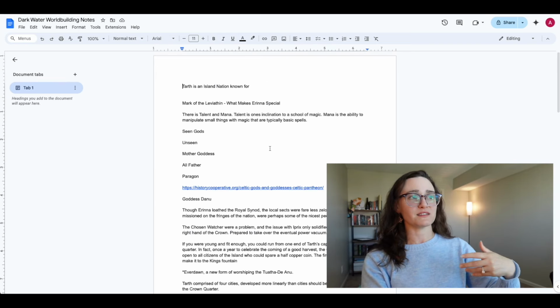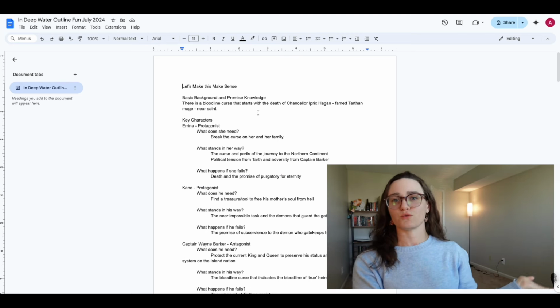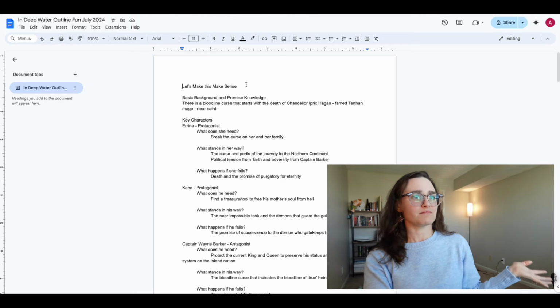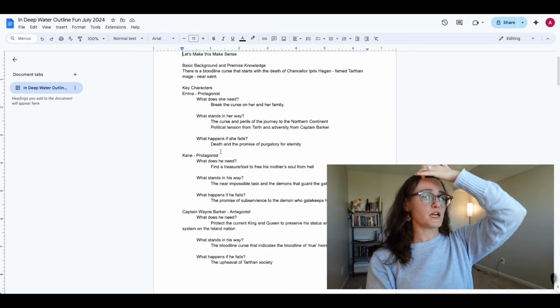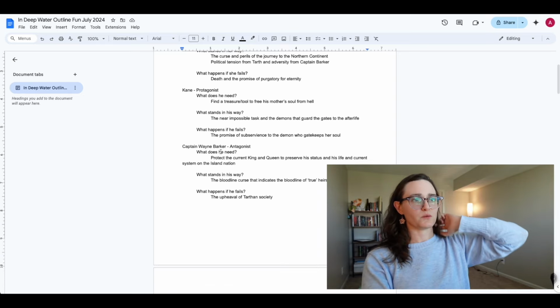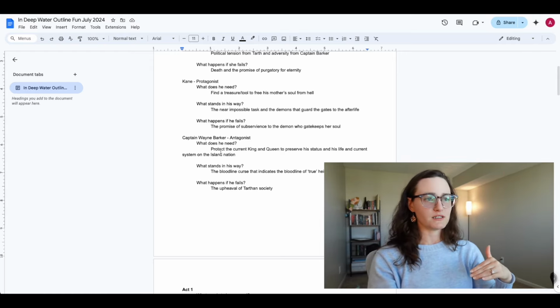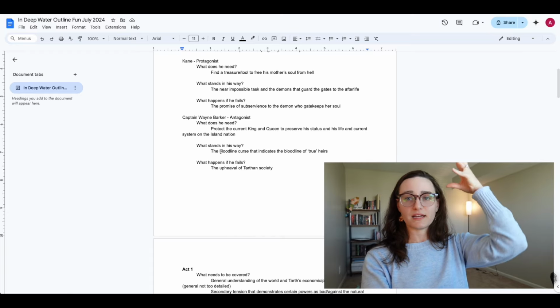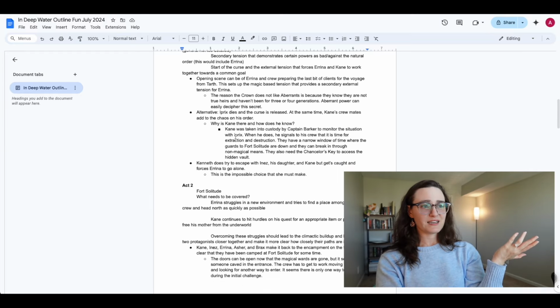So I'll go from this essential word vomit into an attempt to make the story make sense. Literally, I'll call it, let's make this make sense, where I then try to highlight the characters, what they want, what stands in their way, very basic and brief information to keep in the back of my mind while I am writing and while I'm trying to plot. And of course, we have Act 1, Act 2.